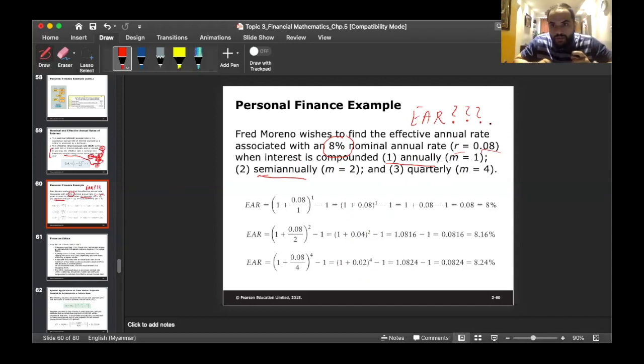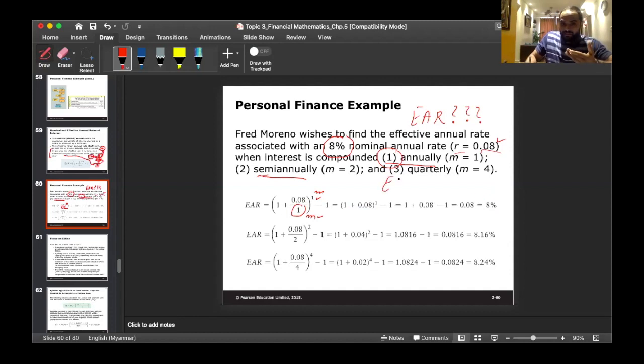All right? So the formula is 1 plus R divided by M, to the power M. The denominator is M. R is 8%. First question is annually. Annually means yearly, so 1 year. That's why M is 1. So if you solve it, your EAR is 8%.